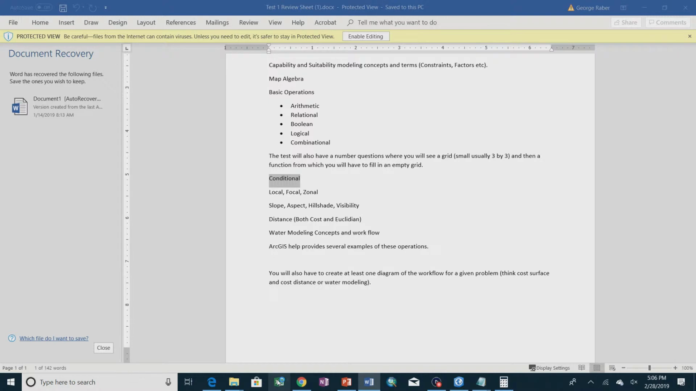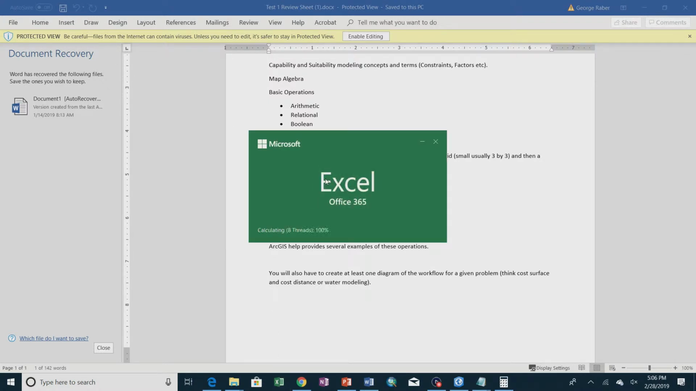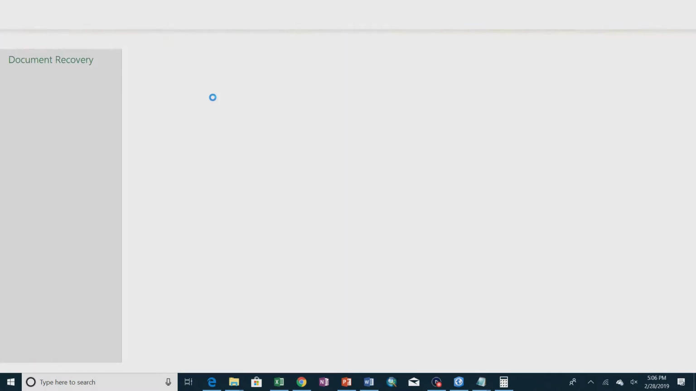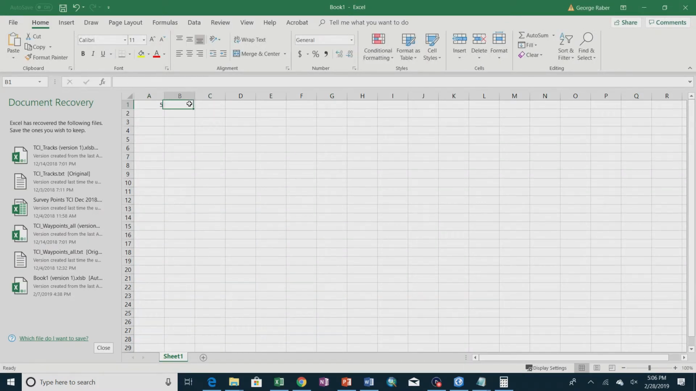So as a practice, here's Excel. If I had a bunch of values like this, and I said, con input, and this is the input. It'll look a little different than this on the test. It'll be a little more clear. Input greater than 1, 5. If it's not, then it gets a value of 0.